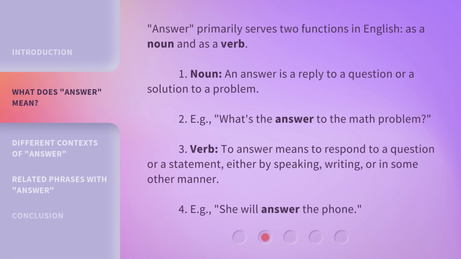Answer primarily serves two functions in English, as a noun and as a verb. 1. Noun. An answer is a reply to a question or a solution to a problem. E.g., what's the answer to the math problem? 2. Verb. To answer means to respond to a question or a statement, either by speaking, writing, or in some other manner. E.g., she will answer the phone.